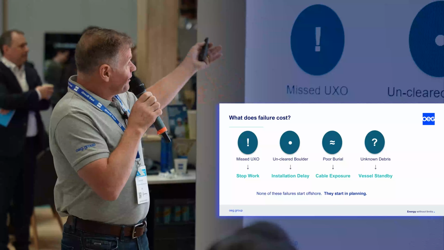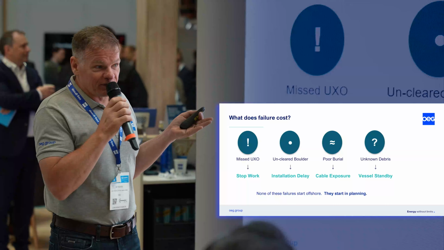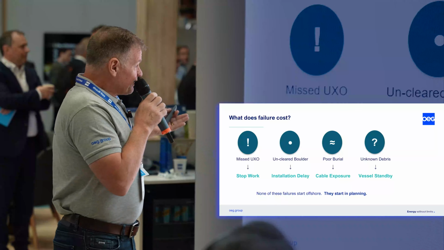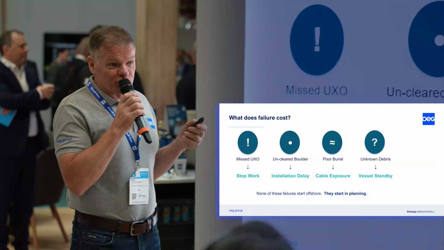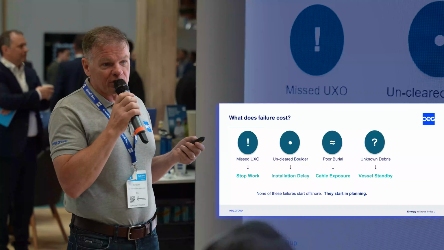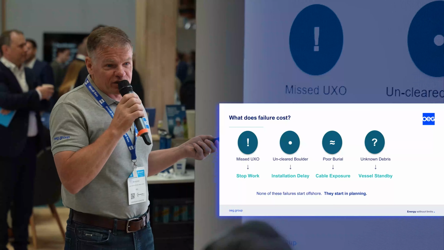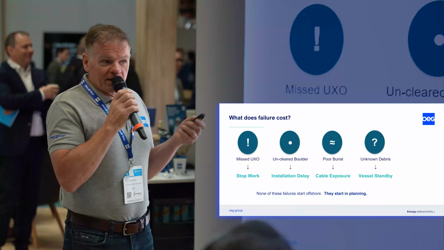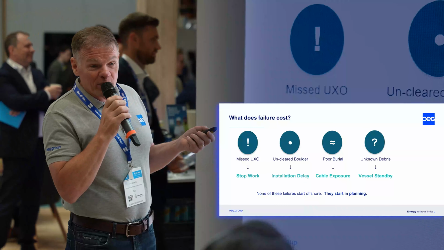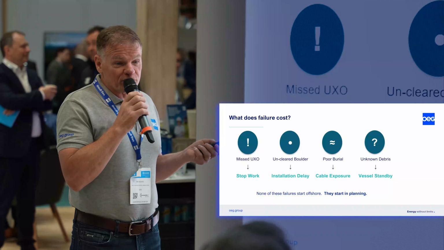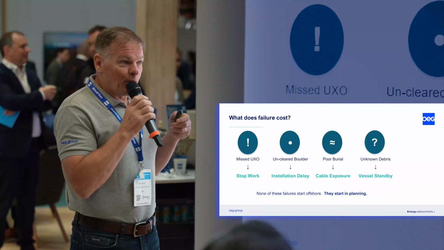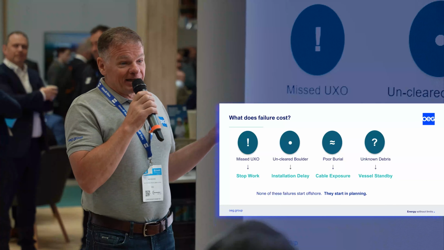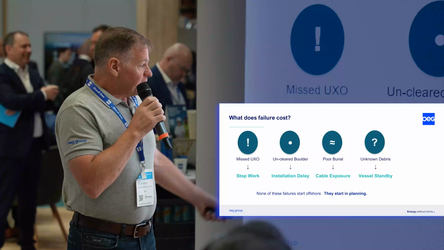Why do we do it? Very simple, failure costs. Strange enough, clients still do forget to do some of this. Missed UXO, that's a stop work order. If there's a UXO found on site by a cabler, they stop work. Cable installation vessels, probably around £200,000 a day, they just stop and wait till someone turns up, and that can be a week, a month. So if you're thinking on the cost of that, our actual cost in comparison is minimal, minimal.